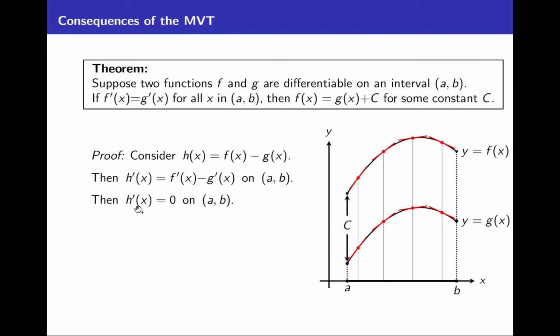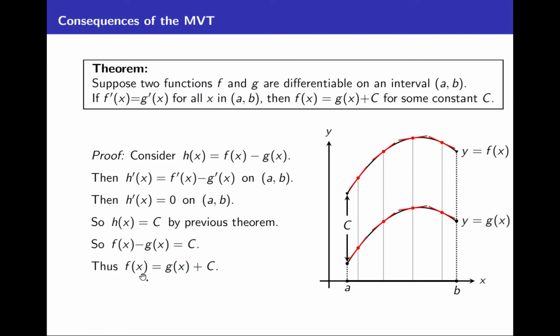And our previous theorem says that if this derivative equals 0 on the interval from a to b, then this function h has to be constant. H of x equals a constant c by the previous theorem. Now remember, h of x was f of x minus g of x. So we get f of x minus g of x equals c. And switching that around, f of x equals g of x plus c, as stated here. So we've just proved it.